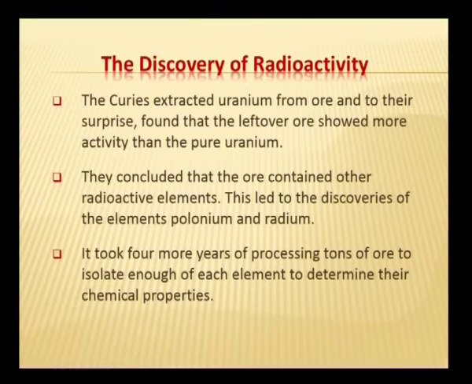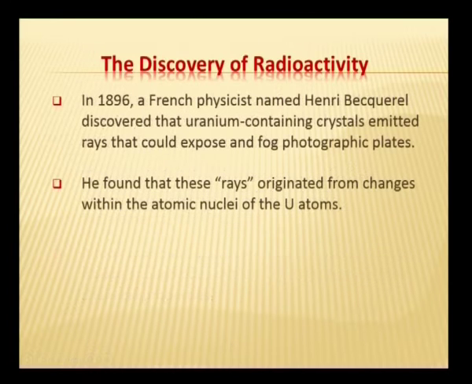They took long years of processing tons of ore to isolate enough of each element to determine their chemical and physical properties. In 1896, the French physicist Becquerel discovered that uranium containing crystals emitted rays that could expose and fog the photographic plates. That is what we saw. He found these rays originated from changes within the atomic nuclei of the uranium atoms.